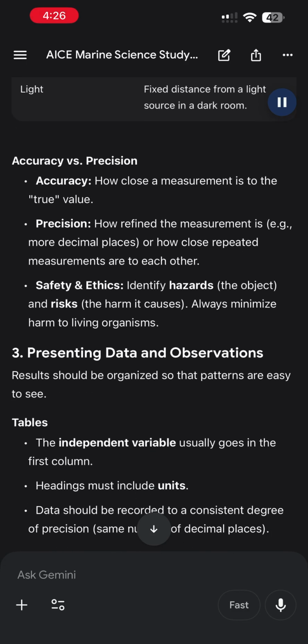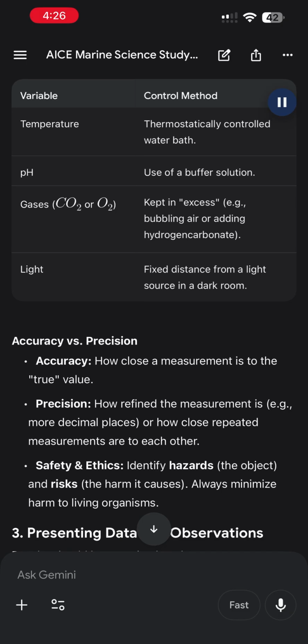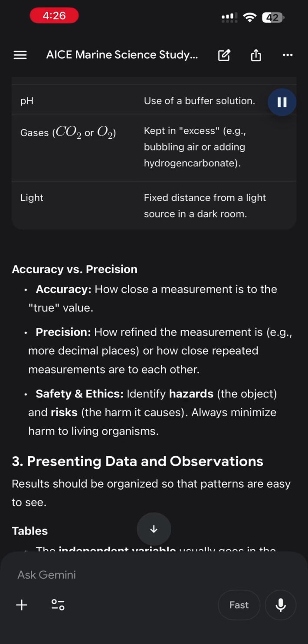Accuracy versus precision. Accuracy, how close a measurement is to the true value. Precision, how refined the measurement is, e.g., more decimal places, or how close repeated measurements are to each other. Safety and ethics: identify hazards, the object, and risks, the harm it causes. Always minimize harm to living organisms.